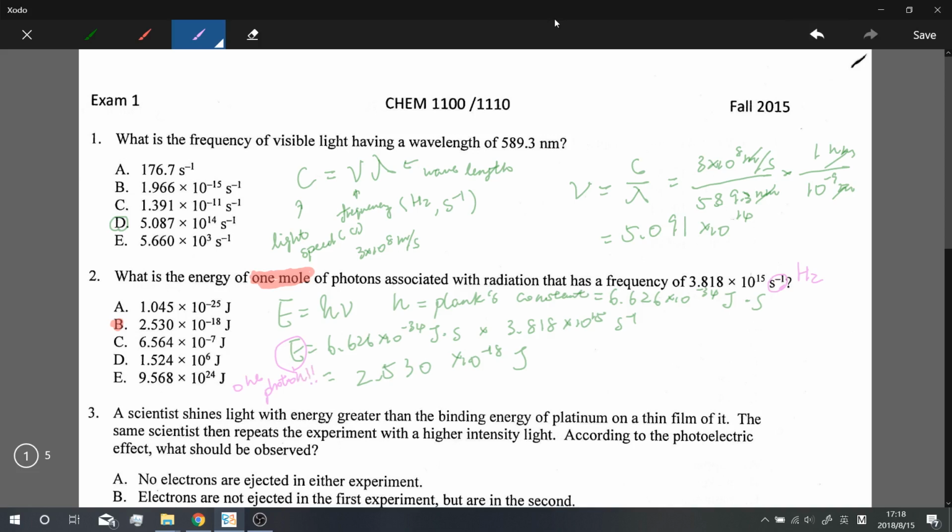So this is for 1 photon, and if we want to get the correct answer, we have to find the E total.